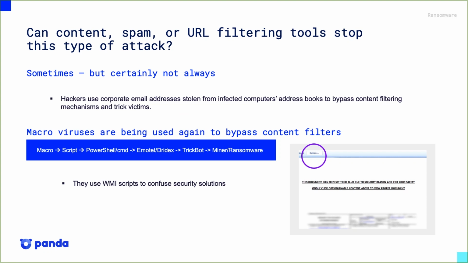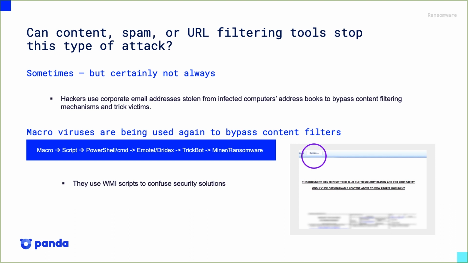What about content spam or URL filtering tools? Are they sufficient in stopping these types of attacks? So as we see here, sometimes, but definitely not always. When we were in the more traditional days of spam and email attacks where the emails were coming from outside addresses or obviously spoofed addresses, these tend to work a lot better.